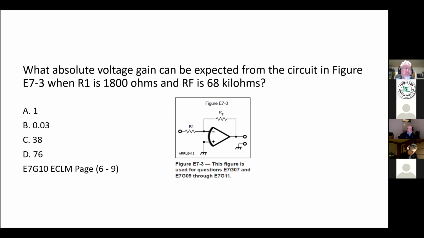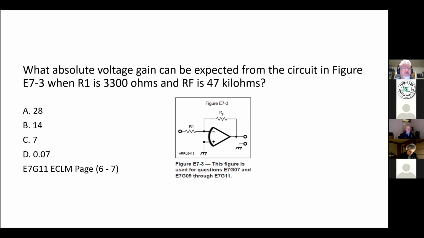What absolute voltage gain can be expected from the circuit in figure E7-3 when R1 is 1,800 ohms and RF is 68 kiloohms? A, 1, B, 0.03, C, 38, or D, 76? Charlie is correct, 38.